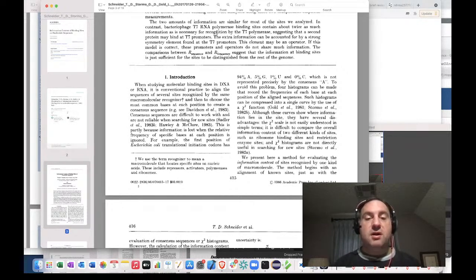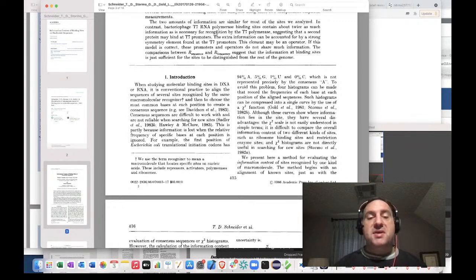The comparison between R sequence and R frequency suggests that the information at binding sites is just sufficient for the sites to be distinguished from the rest of the genome. And that is a fascinating statement. I'm not sure that the author recognizes how important that statement is.